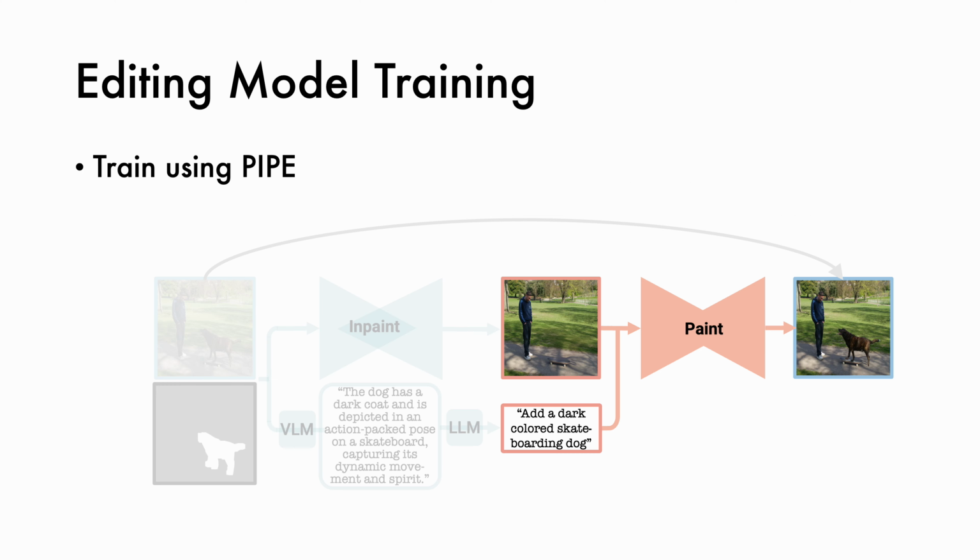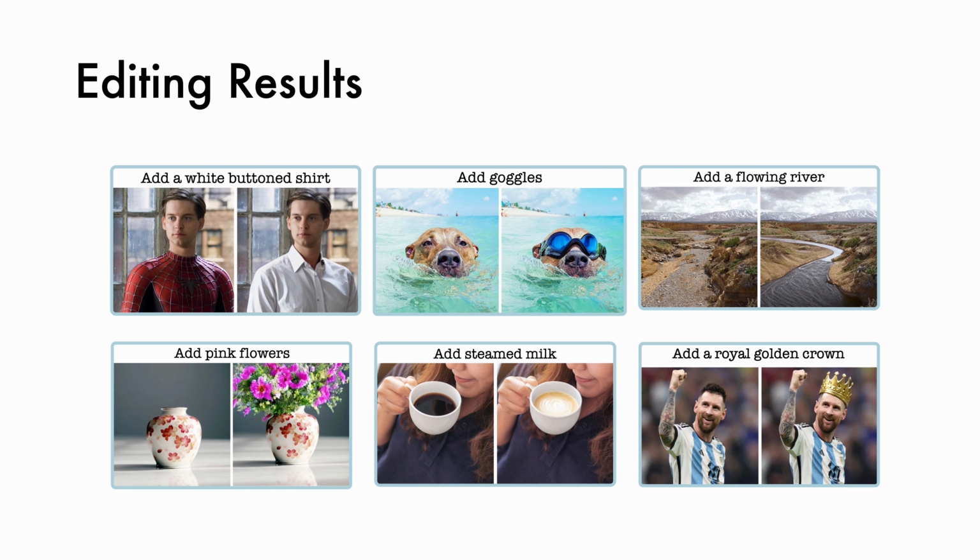This dataset is then used to train an editing diffusion model, which learns to add objects to images. These are editing results of our trained model. We can see how objects are naturally added to images while maintaining source fidelity.